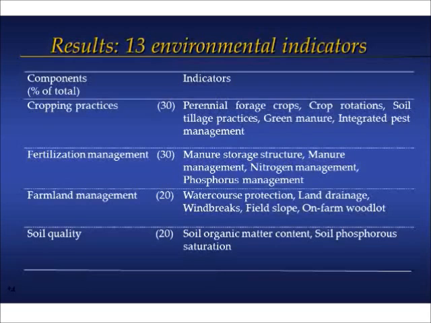And for those who want to read the indicators one by one, they are all listed in the conference text that Deborah talked about. We made a presentation in Vienna, summer 2010. Some indicators are quantitative and others are simply yes or no questions. For example, the indicator crop rotations in the cropping practices component will be calculated with the proportion of field area, while the indicator on-farm woodlot in the farmland management component will be a simple yes or no question.